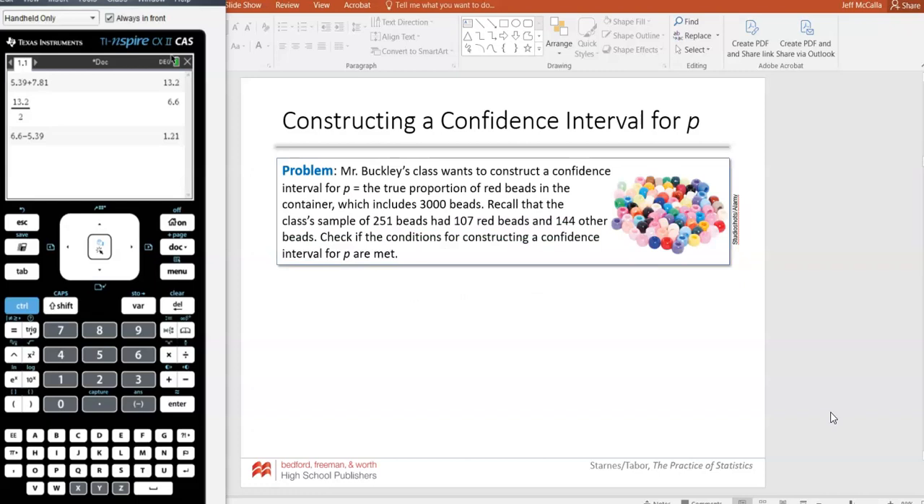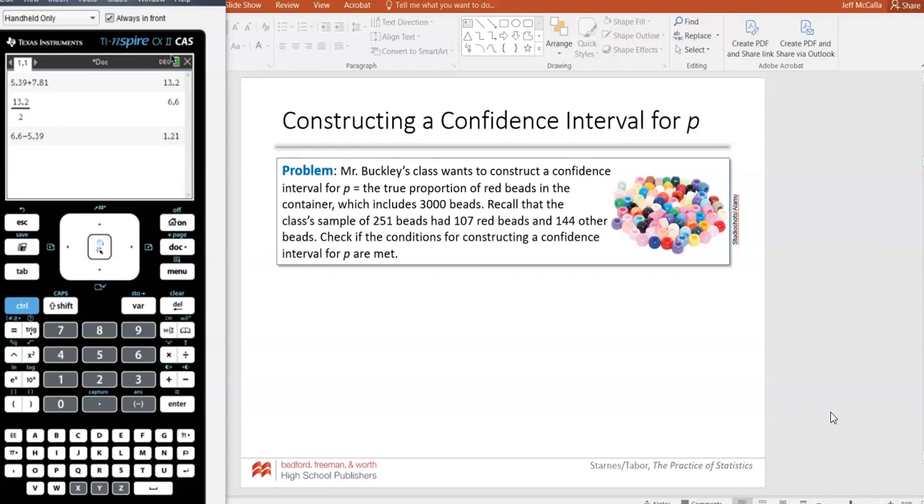Okay, I think for this one we just have to check the conditions here is what it's asking. So Mr. Buckley's class wants to construct a confidence interval for P, the true proportion of red beads in the container, which contains 3,000 beads. Recall that the class's sample of 251 beads had 107 red beads and 144 other beads. Check the conditions for constructing a confidence interval for P are met. Okay, so what are the conditions we need to check? Did it come from a random sample? Because then we could do our point estimates.